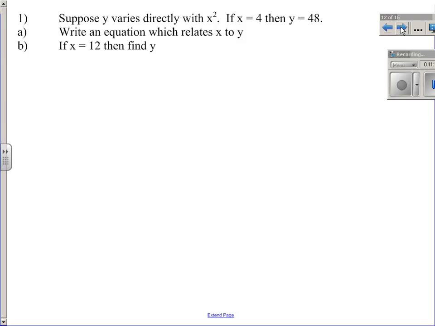Okay, so suppose y varies directly with x squared. Once again, this is important because it tells you the relationship. Y varies directly with x squared, so that's the equation. Again, I'm going to give you a data point. In this case, x is 4 and y is 48. So A says write an equation that relates y to x.